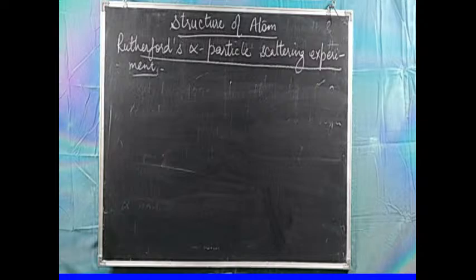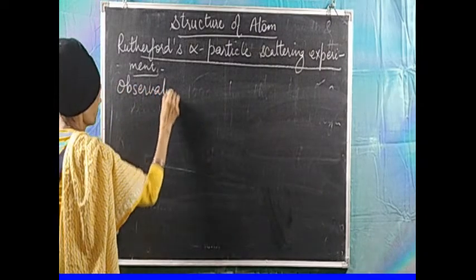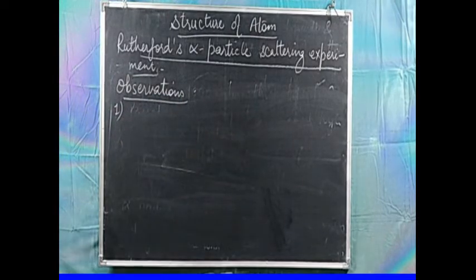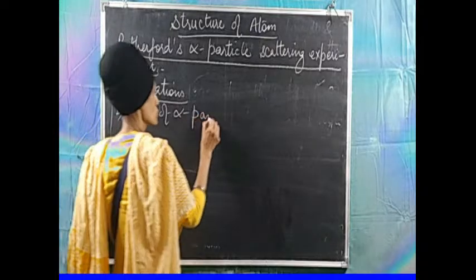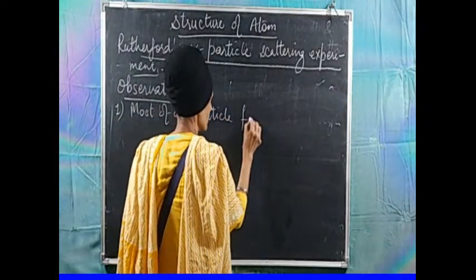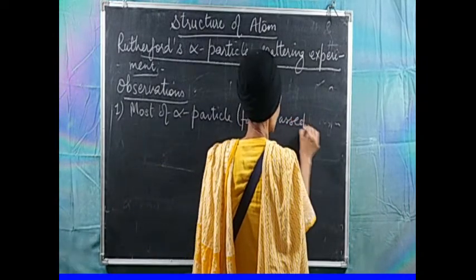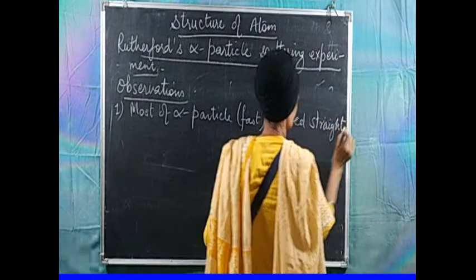What did he observe? He mainly observed three observations. First, he observed that most of the alpha particles, fast moving alpha particles, passed straight through gold foils. Most of alpha particles, since they were very fast moving, passed straight through the gold foil.